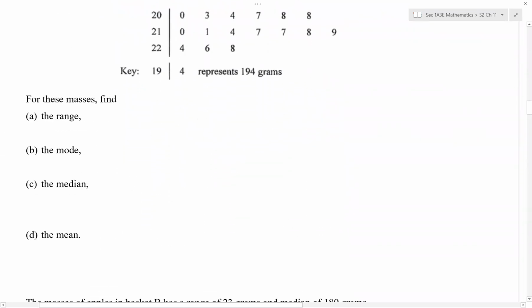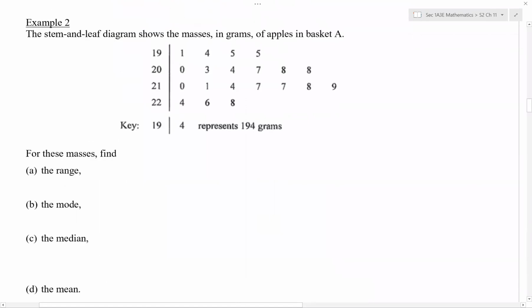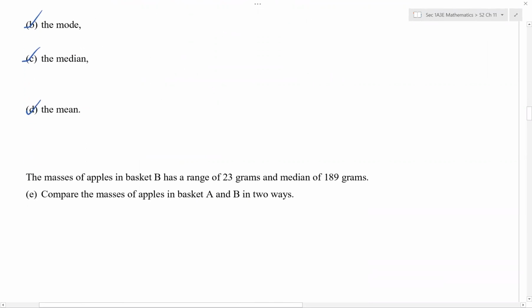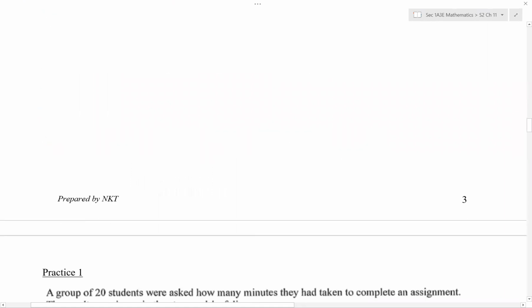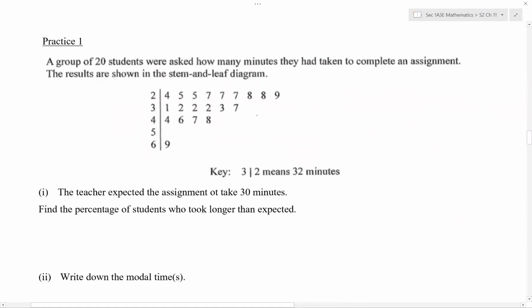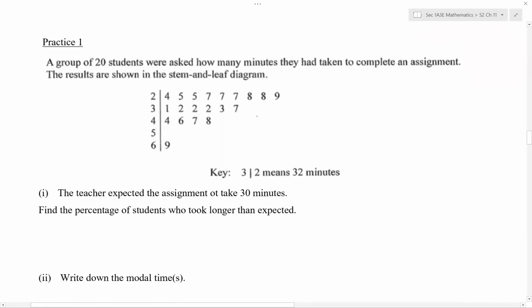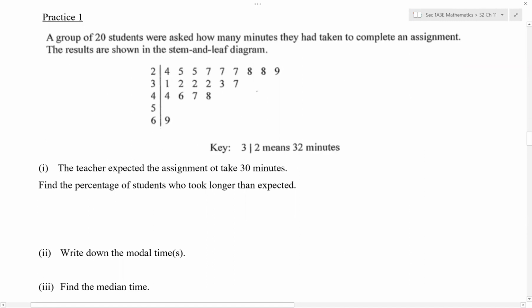Okay, so you can try example 2 by yourself. You have learned range, mode, median, mean, comparison of data. Do this by yourself. Okay, so now I will go through practice 1 with you.